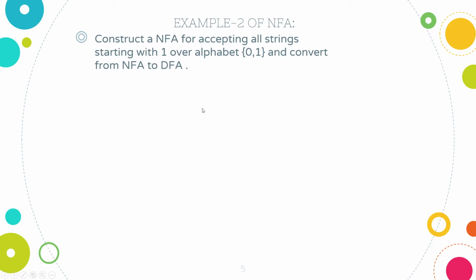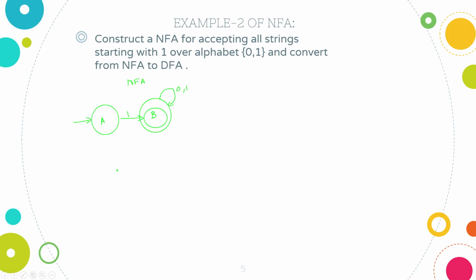Let's say we have to construct an NFA for accepting all strings starting with 1 over the alphabet 0, 1 and convert it from NFA to DFA. It's again very easy. Okay. So let's say this is our starting state A. You get an input of 1, you go to state B. And that's it. We don't care afterwards what happens because we just want strings starting with 1. So you either get 0 or you get 1, we don't care. Okay. So this is the NFA for it.